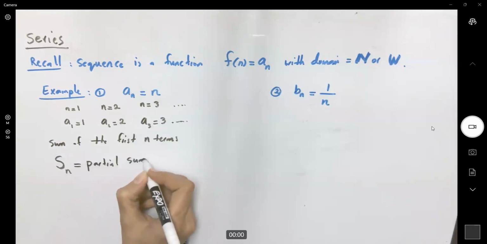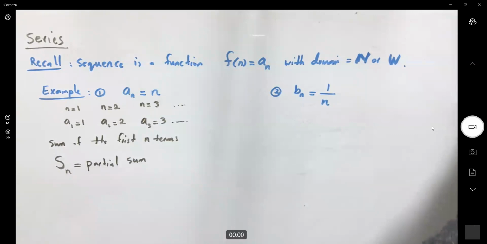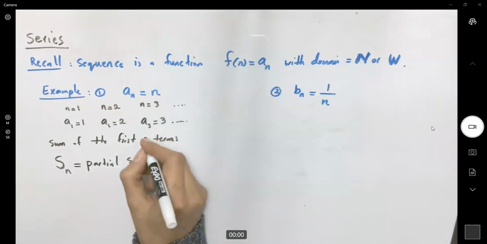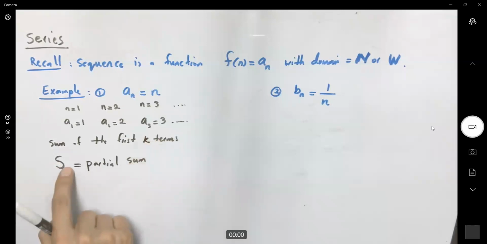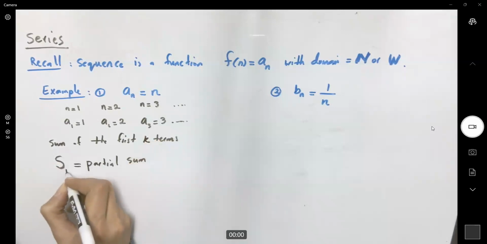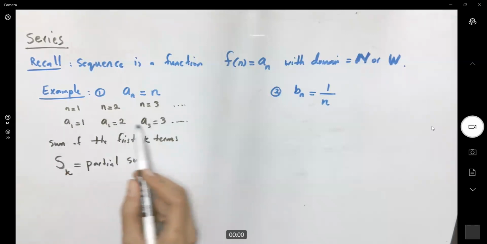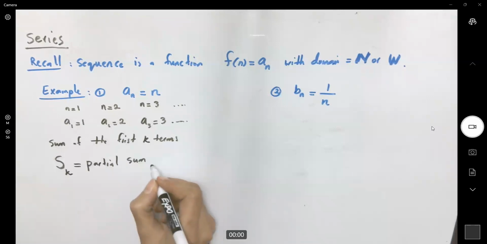When you're talking about the partial sum, you might use a different notation. You might say, for example, k. Absolutely fine. You can say that s sub k is the partial sum of the first k terms. The sum of the first k terms is denoted by s sub k. So what are you going to do? You're going to take the first k numbers and add them together.